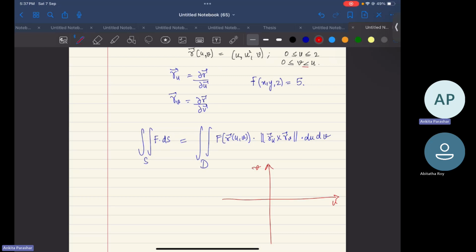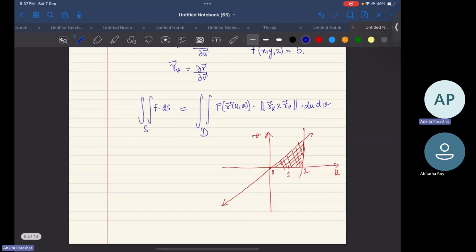So we have a domain where V equals 0, which is your U axis. V equals U is a line passing through the origin, right? And U has a bound: U is from 0 to 2 only. So I think this is the region, U from 0 to 2. Here is the region that you have to take care of. This is your domain.